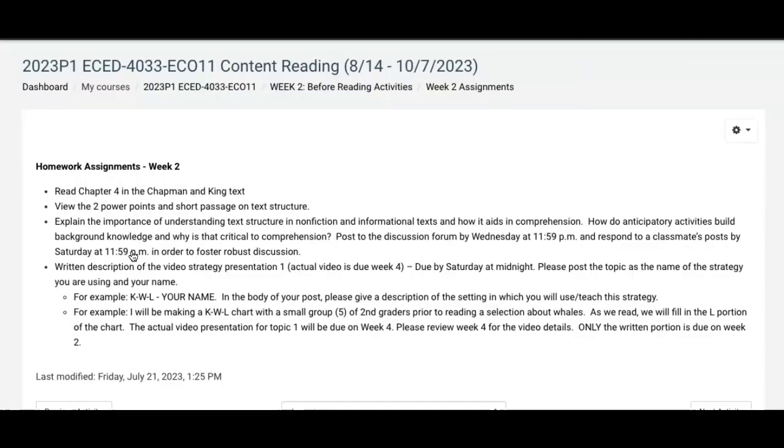Homework assignments for this week. Make sure that you have watched the instructor video for week 2. You're reading Chapter 4 in the Chapman and King text. There are 2 PowerPoints and a short passage on text structure. You are to explain the importance of understanding text structure in nonfiction and informational text and how it aids in comprehension. How do anticipatory activities build background knowledge? And why is that critical to comprehension?